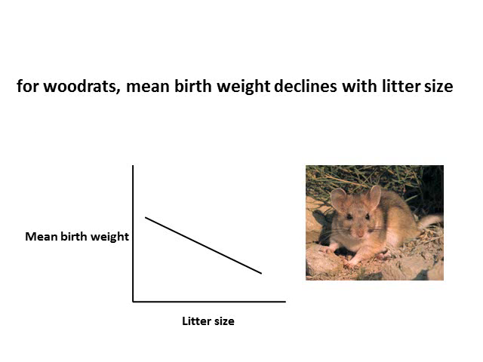So these are wood rats, also known as pack rats. They have litters, multiple live birth, multiple offspring. And the larger the litter size, the more young they have in any one reproductive event, the lower the birth weight of each individual pup that they have.